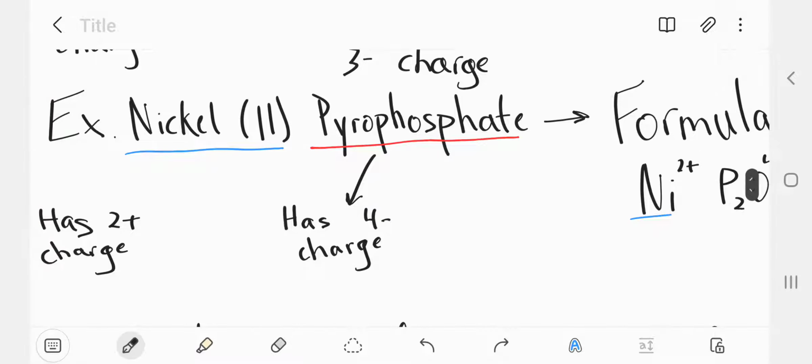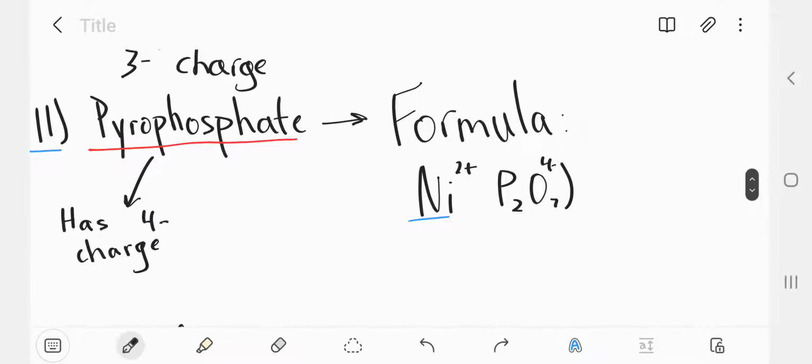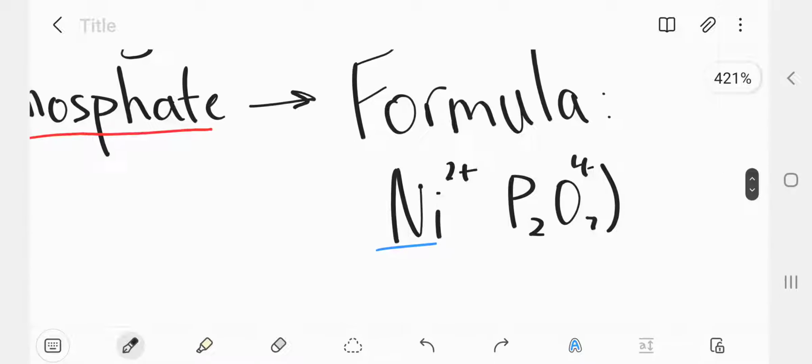Okay, this is a -4 charge. This is a +2. How can we balance this? Well, if you take 2 of these nickels, 2 of these +2 charges, then it'll become +4. And if we just keep one of these pyrophosphates and just keep it -4, -4 and +4 now cancel out, which is great. And that is what we do here.